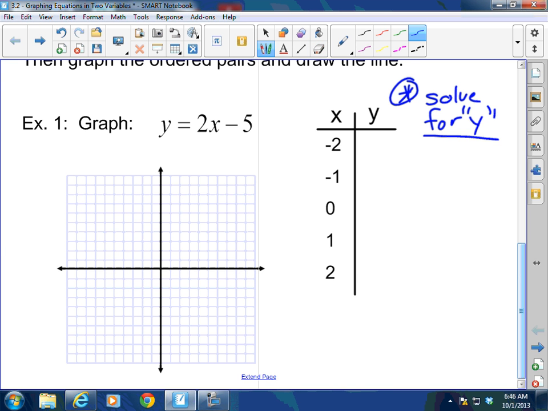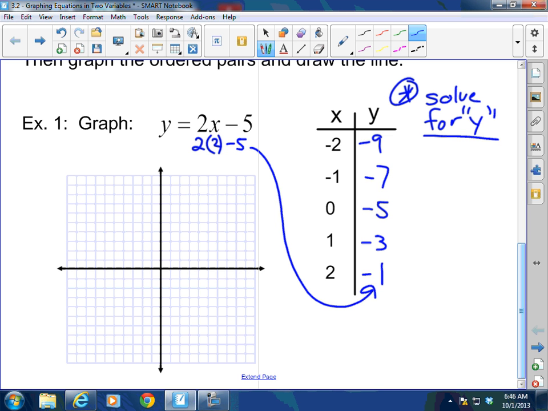The x is independent. So when x is -2, 2 times -2 is -4 minus 5 is -9. 2 times -1 is -2 minus 5 is -7. 2 times 0 is 0 minus 5 is -5. 2 times 1 is 2 minus 5 is -3. 2 times 2 is 4 minus 5 is -1. Remember, all I'm doing is just plugging it in. So again, when x is 2, 2 times 2 minus 5, that's how I get my -1.